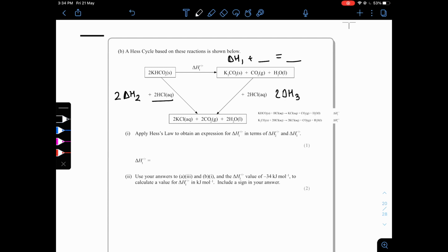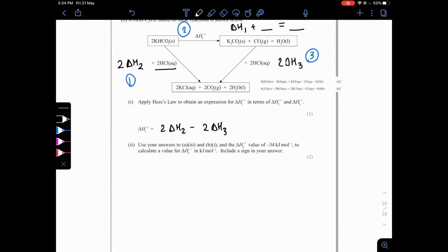So we can label it as 1, 2, and 3, and we can say 2 plus 3 equals 1. And we want what 2 is, so 2 equals 1 take away 3, that is what we're doing. So 1 take away 3, that's going to be 2 times delta H2 take away 2 times delta H3. That is the answer.